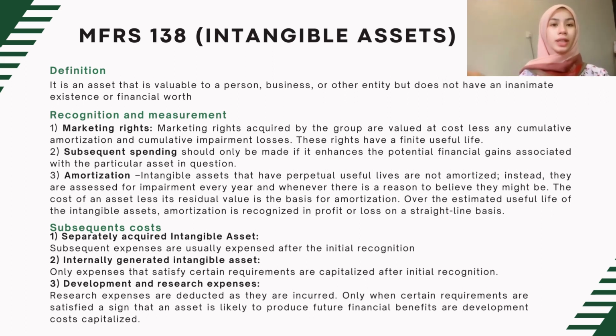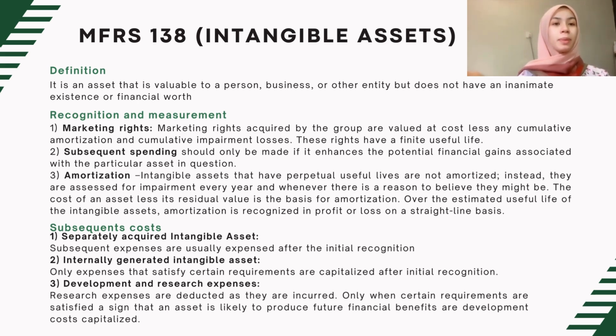First point is recognition and measurement. First, marketing right. Marketing rights acquired by the group are valued at cost less any cumulative amortization and cumulative impairment losses. These rights have a finite useful life. Second is subsequent spending. Subsequent spending should only be made if it enhances the potential financial gains associated with the particular asset in question. Third is amortization.